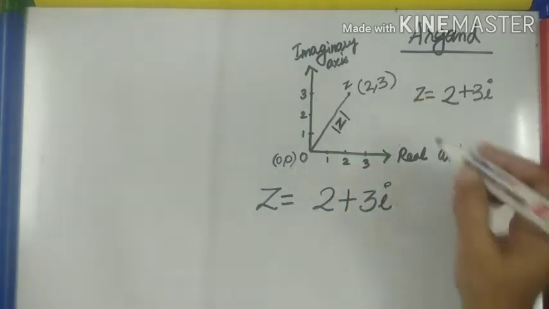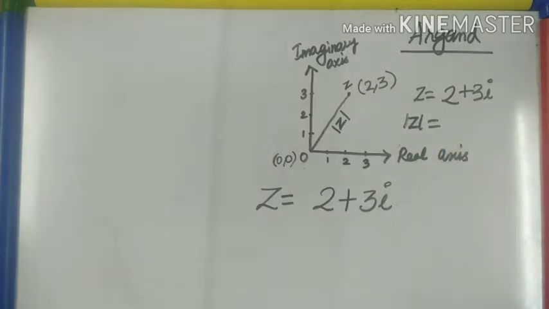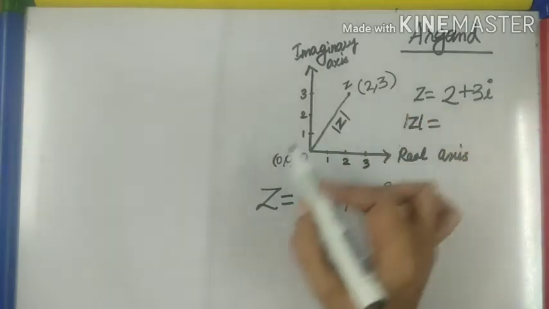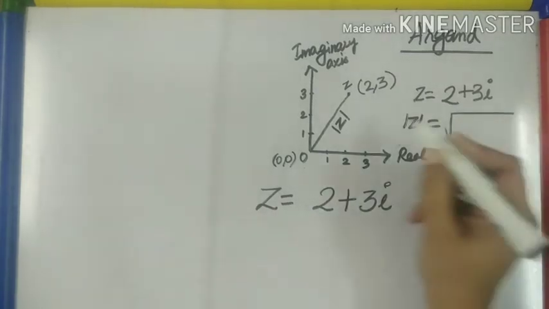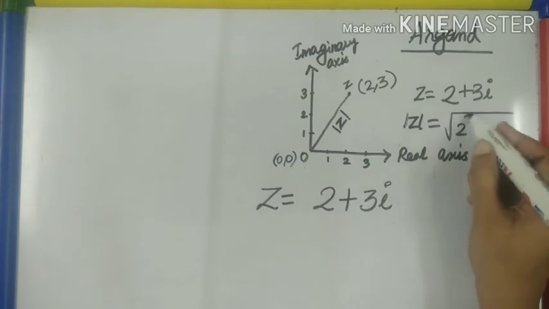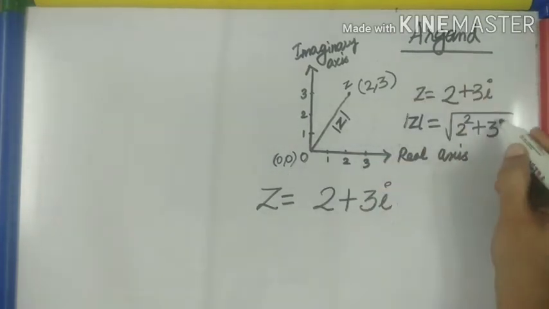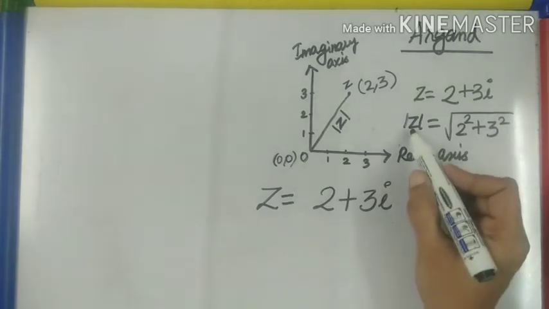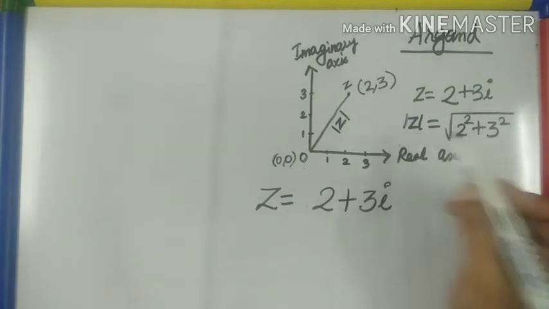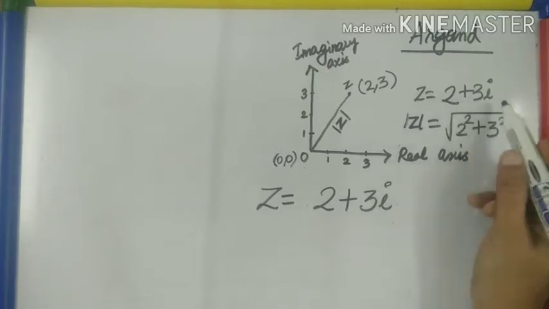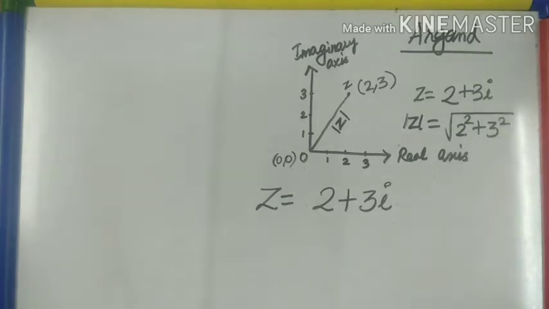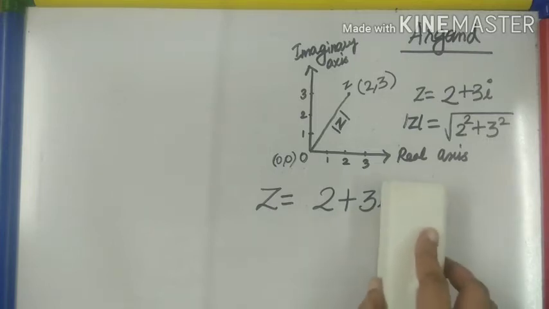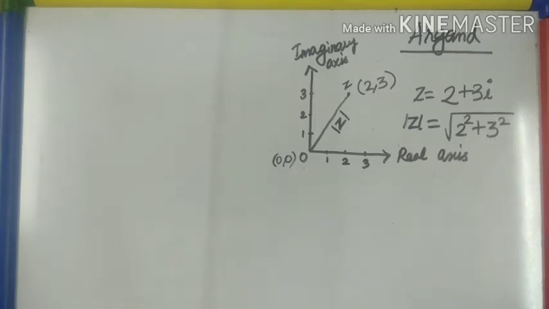How will you find out the distance? We all know the distance formula. Root of 2 minus 0 the whole square, that is 2 square, plus 3 minus 0 the whole square, that is 3 square. So what is the modulus formula? 2 minus 0 is 2 only and 3 minus 0 is 3 only. So whenever I say modulus, let us remember in short: square root of real part square plus imaginary part square.